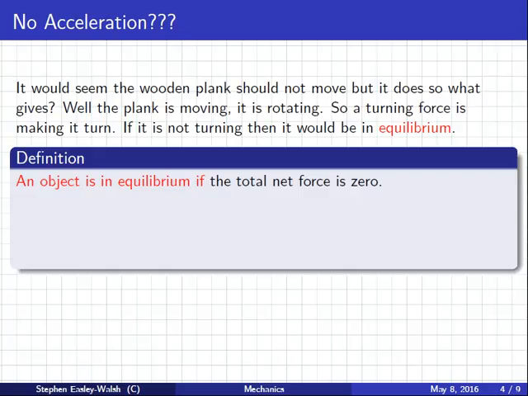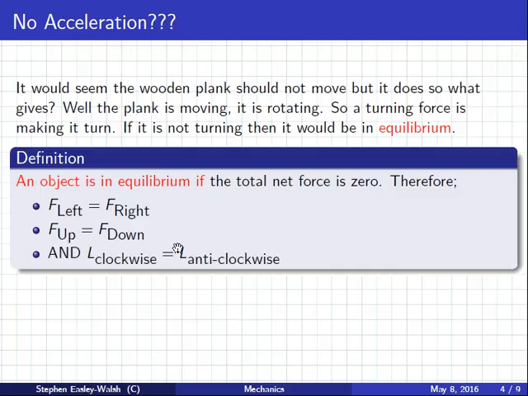What I mean by that is if the up force equals the down, the left equals the right, and the force that makes it turn this way equals the force that makes it turn the other way, then everything is balanced. It's not moving. That's what I mean by equilibrium. Therefore, the forces to the left equal the forces to the right, the forces up equal the forces down, and the turning force clockwise equals the turning force anti-clockwise. So now you can write it down.